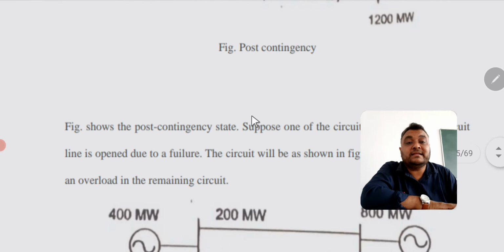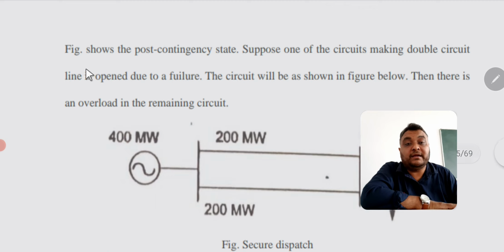Okay, and this is the theory that explains those things. It says that the figure shows the post contingency state. Suppose one of the circuits making up a double circuit line is open due to a failure. The circuit will be as shown in the figure below, where there is an overload in the remaining circuit.